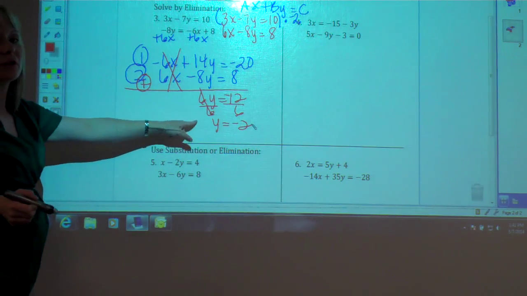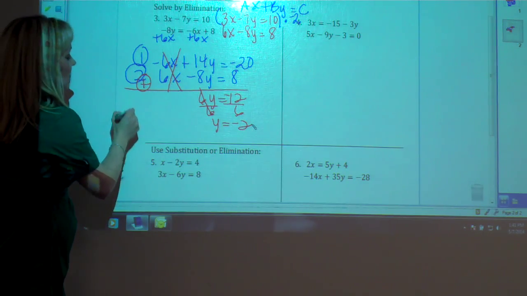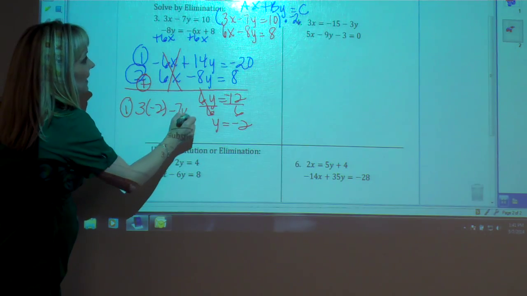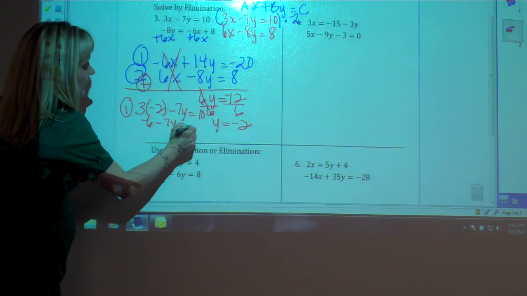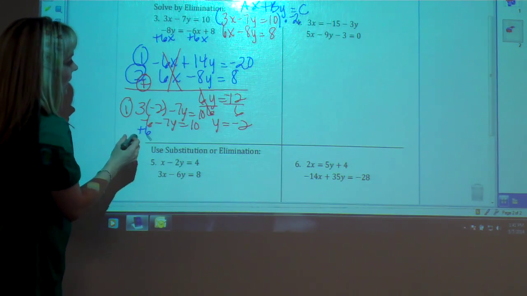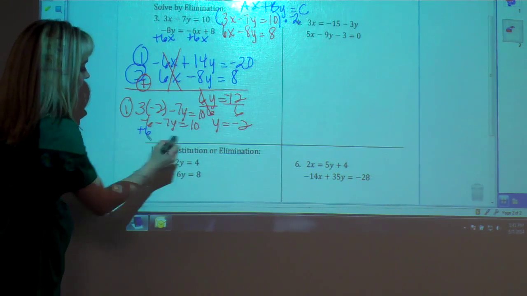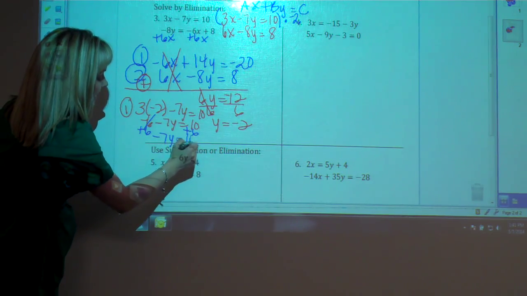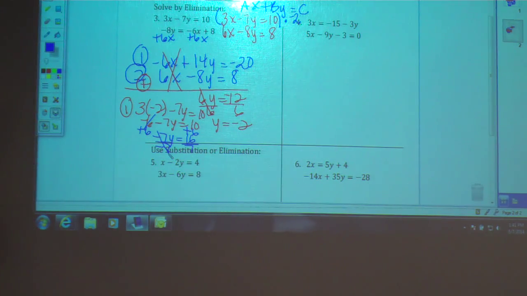When I plug it in for elimination, it doesn't matter which one I plug it into, okay? So if I plug it into the first one, I have 3 times negative 2 minus 7y equals 10. This gives me negative 6 minus 7y equals 10. And when I add 6, let's see. Did I have this right? Yeah. Add 6, negative 7y equals 16, and divide by negative 7. I think I got off somewhere.